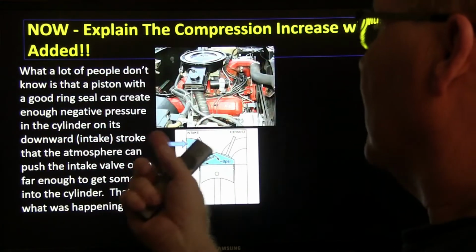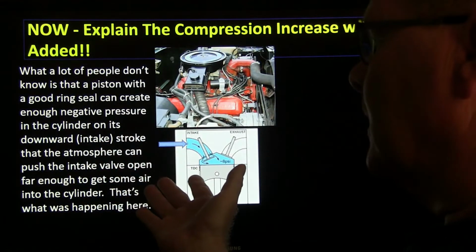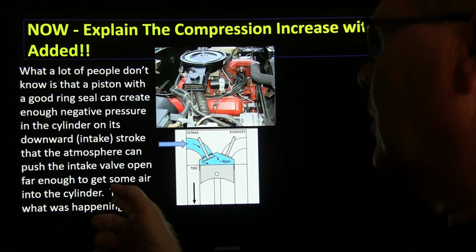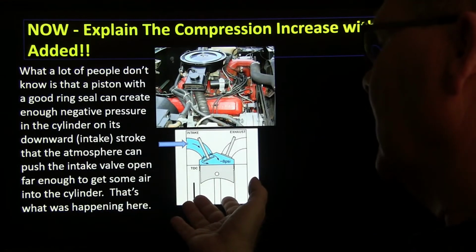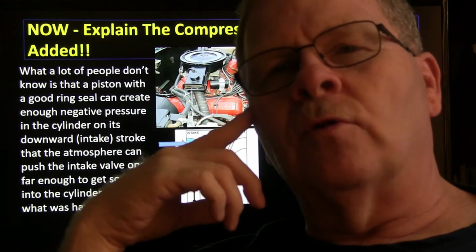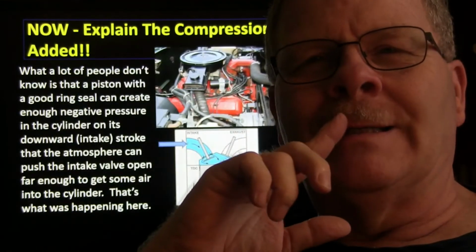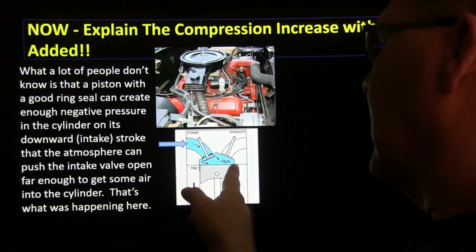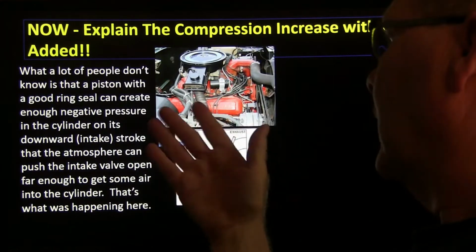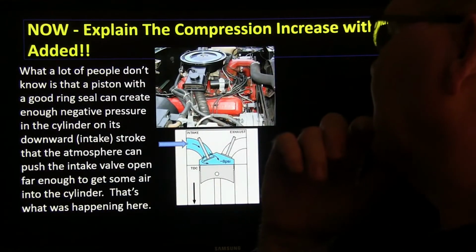What a lot of people don't know is that a piston with good ring seal can create enough negative pressure in the cylinder on its downward stroke that the atmosphere can actually push the intake valve open far enough to get some air into the cylinder. That's what was happening here. Some of y'all might have seen it on old Oldsmobile engines when they would break a rocker arm, and you'd see them popping back through the intake. The long and the short of it is, if you've got good ring seal, and the oil I squirted in there helped the rings seal better, it was able to pull that valve open and get enough air to have good compression when I was just spinning it over doing my static compression test.